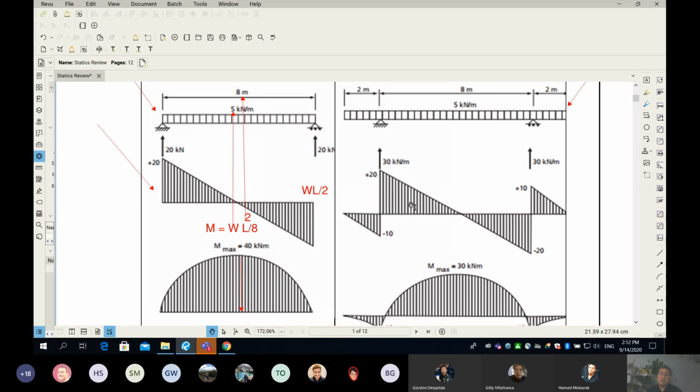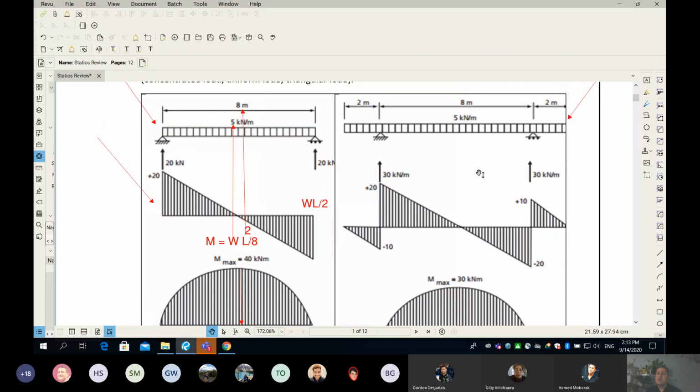Okay, so let's move on. This is something I want every one of you to know. If you have a simple beam that has uniform load, the maximum bending moment is WL squared over 8, and the maximum shear force is W multiplied by L divided by 2, which is the same as the reaction at the same time. Now, when it comes to a simple beam that has 2 overhangs.